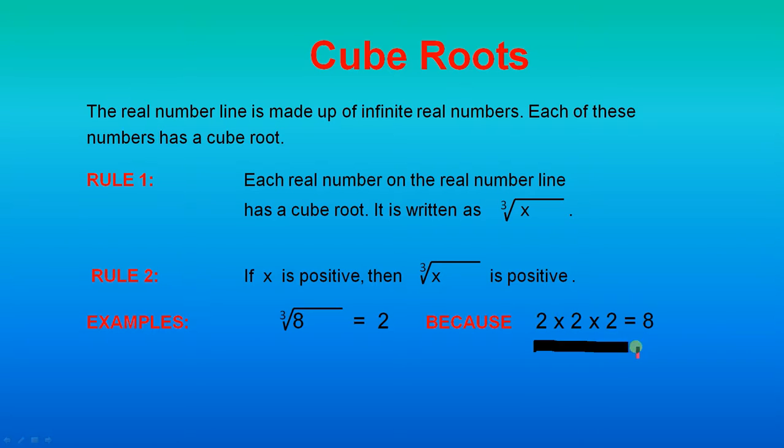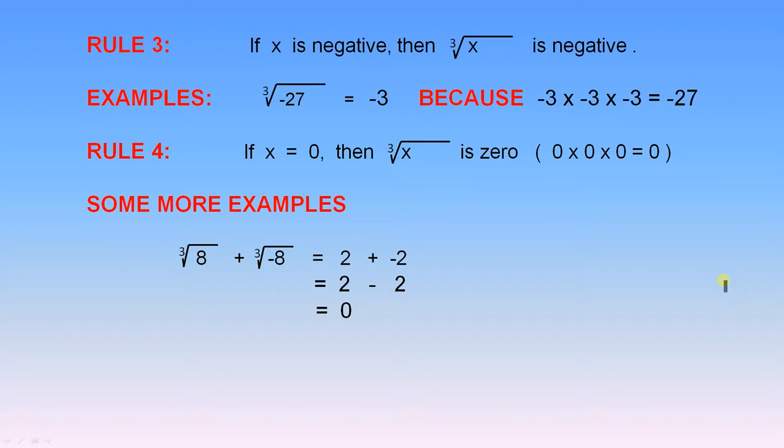And this is the reason. It's quite obvious. Rule 3. If x is negative, then the cube root of x is negative. So the cube root of minus 27 is minus 3. And this is the reason here. Rule 4. If x equals 0, then the cube root of x is 0. And that is fairly obvious.